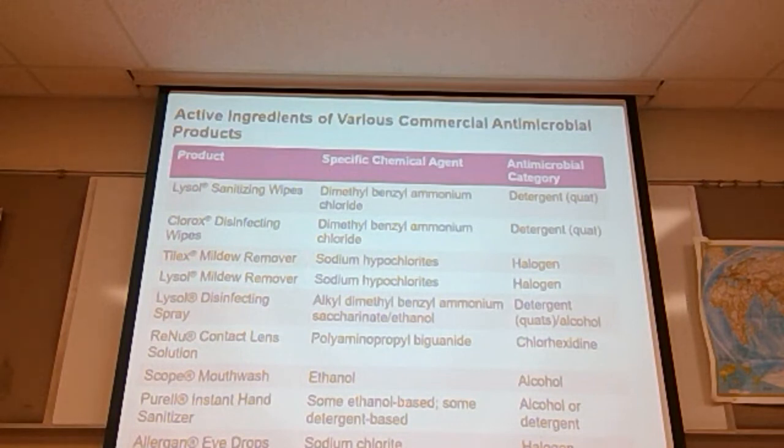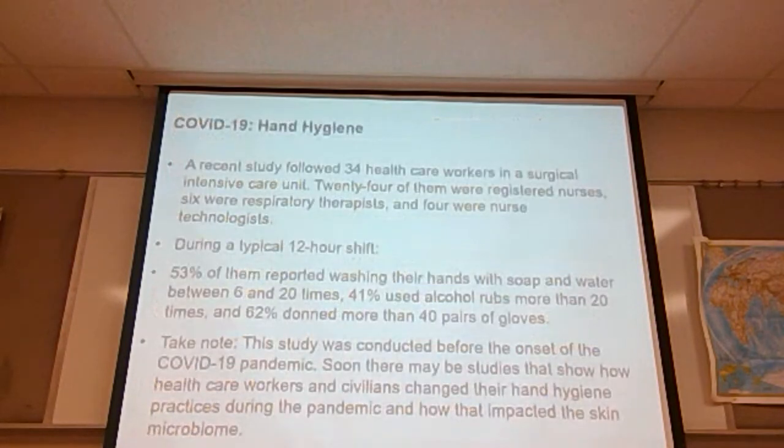Hand gels, some of them are ethanol based, some of them are detergent based. Eye drops for allergies. Sodium chlorate, which is a halogen. We haven't talked about halogens, but we will later on. So these are disinfecting agents commercially available to all of us, and these are the chemical agents that can be found in there and what they are. Scope, ethanol. Scope is not an antiseptic mouthwash. Listerine is an antiseptic mouthwash.